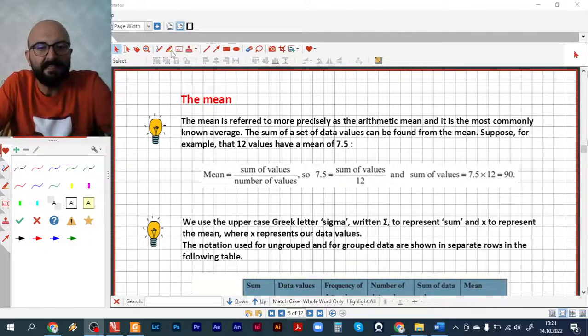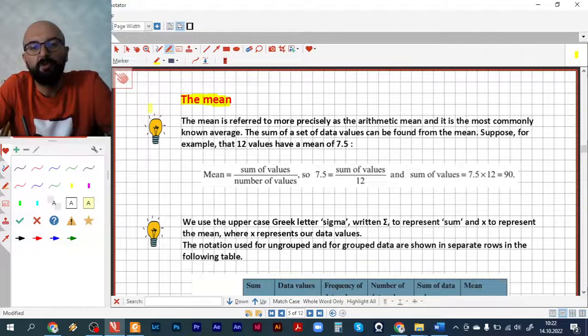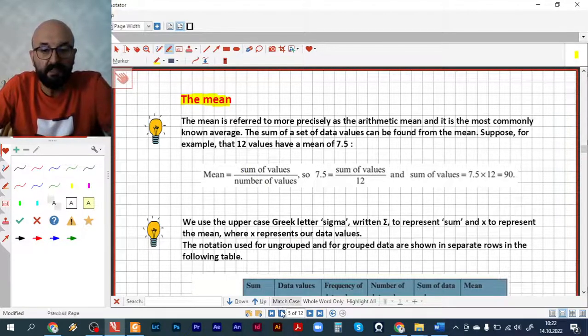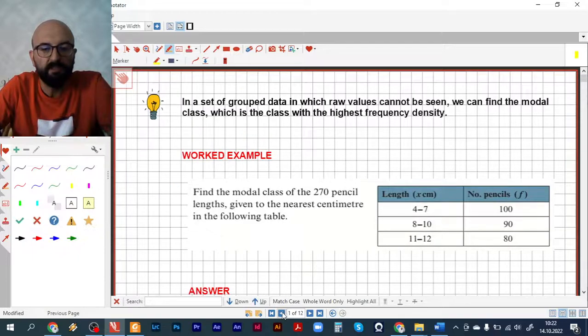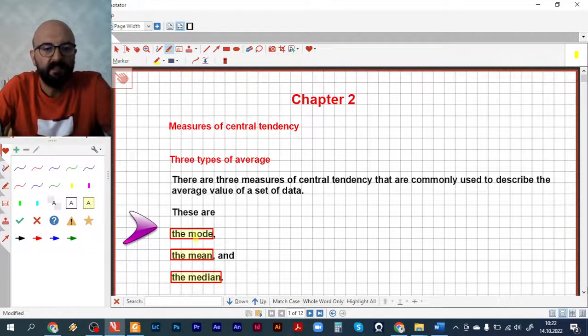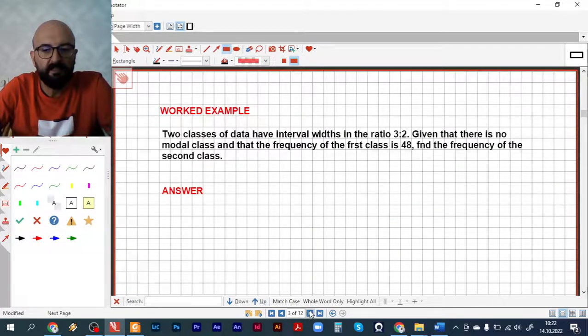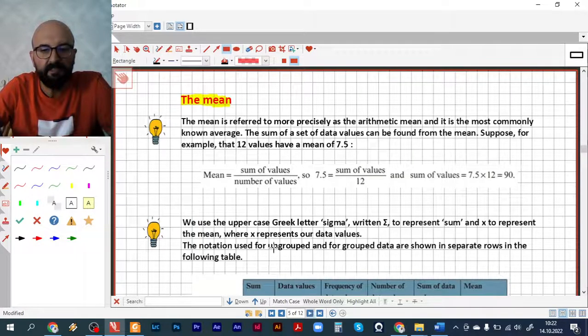Now, in this lesson, we will go on from the mean. If you remember, in the last lesson, we learned the mode and the modal class, and in this lesson, we will learn the mean. What does mean, or average, mean?